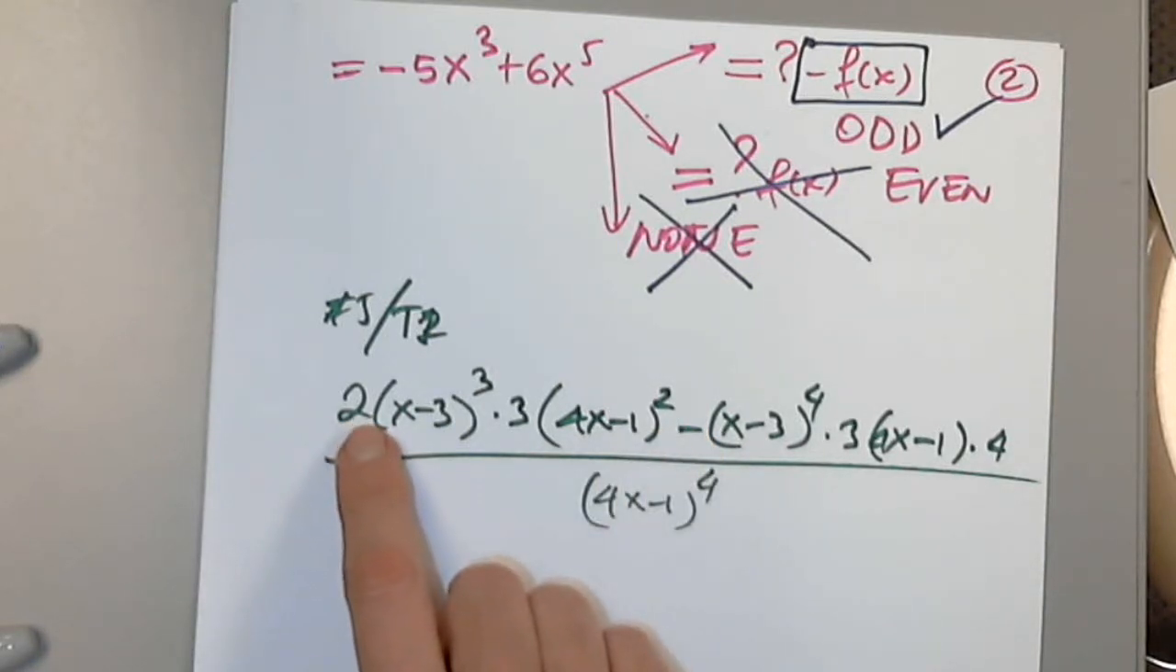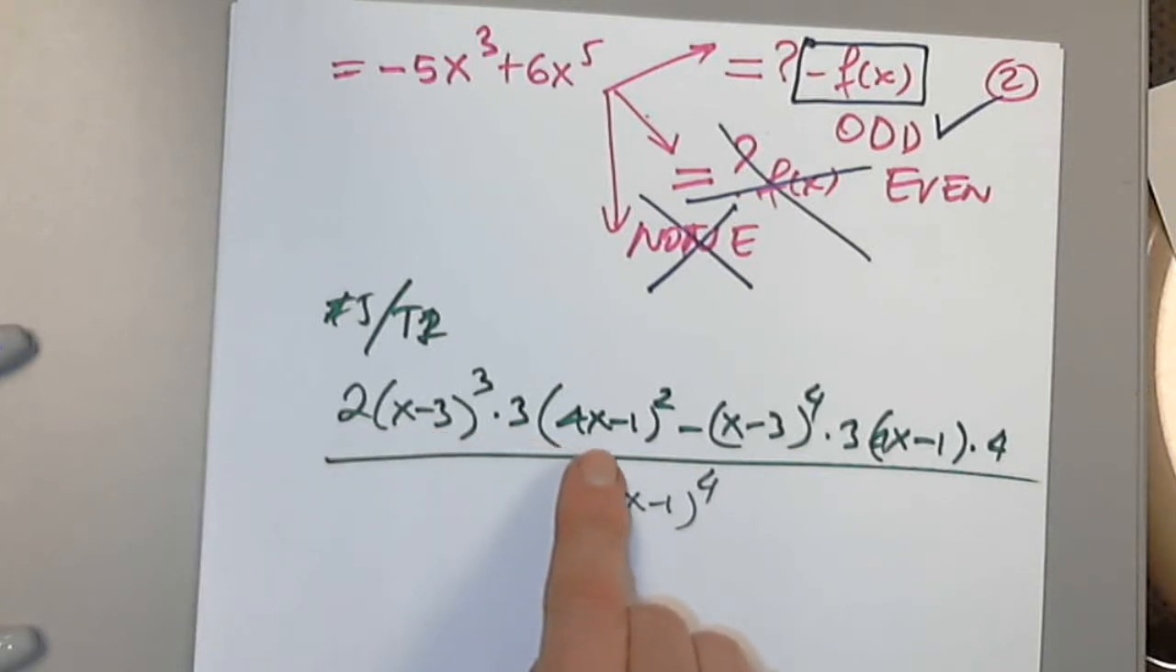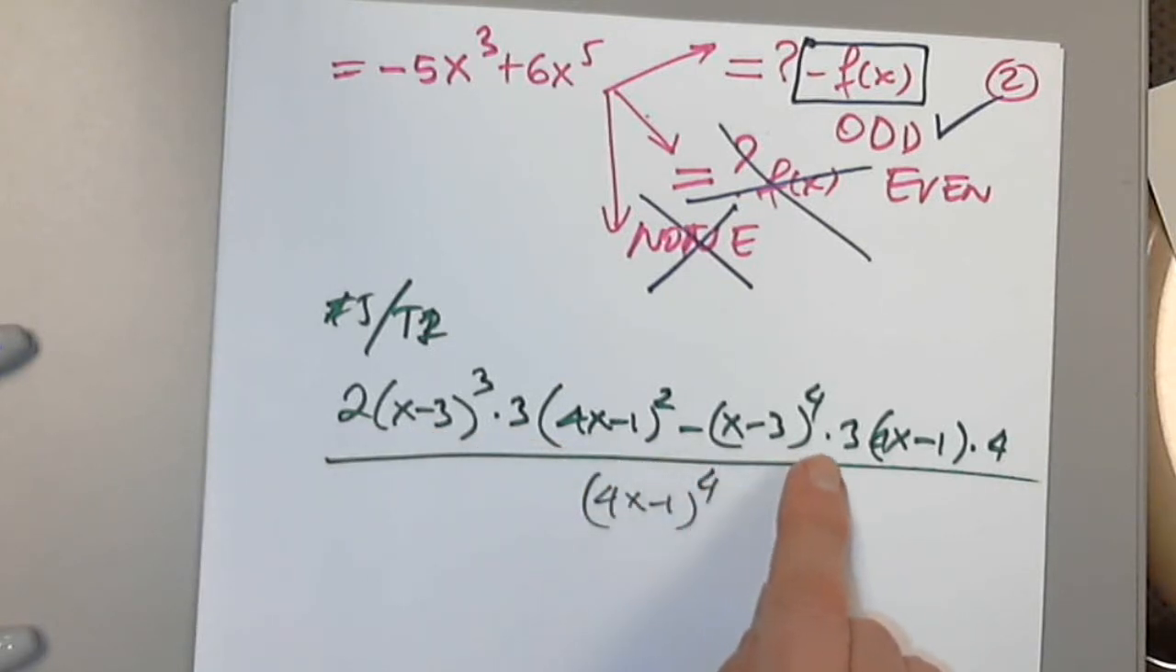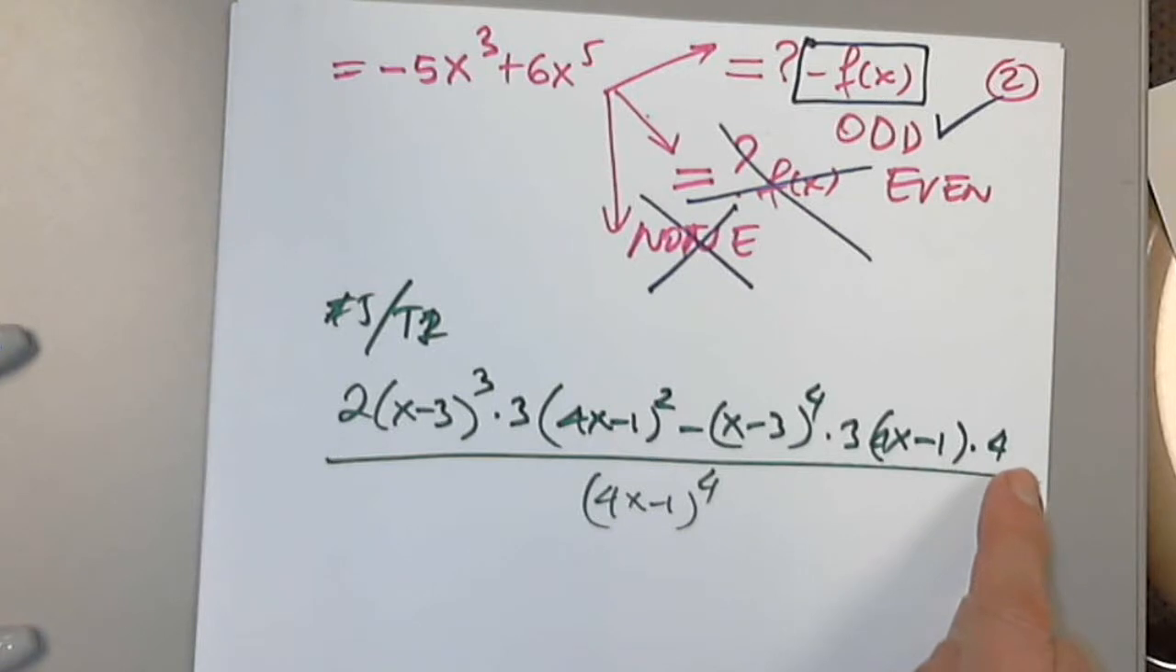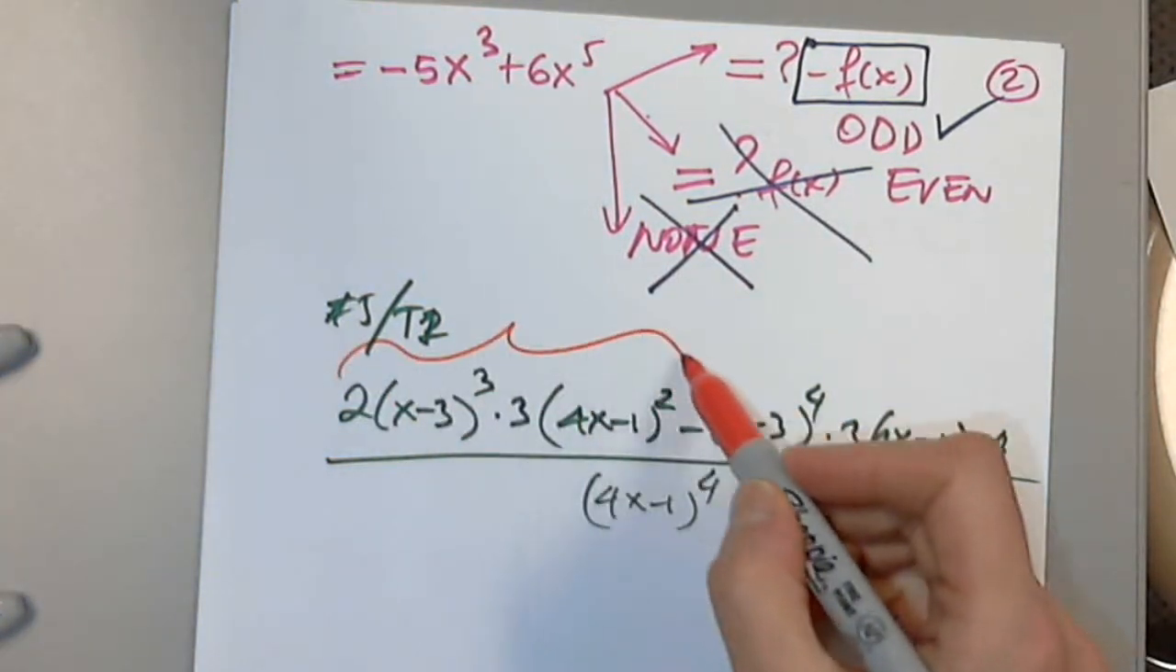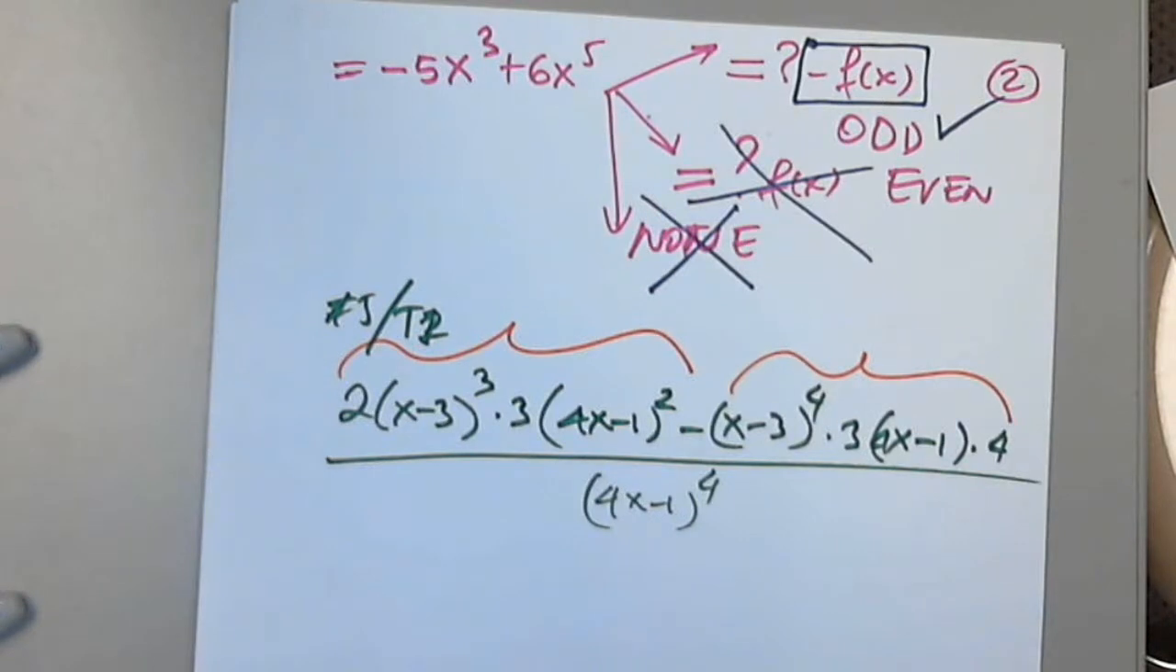So I look. It's 2 multiplied, multiplied, multiplied, minus multiplied, multiplied, multiplied, multiplied. So how many terms do we have at the top? Exactly 2. Awesome. Thank you. So this is the first term, and this is the second term.